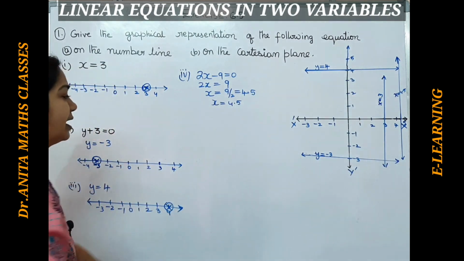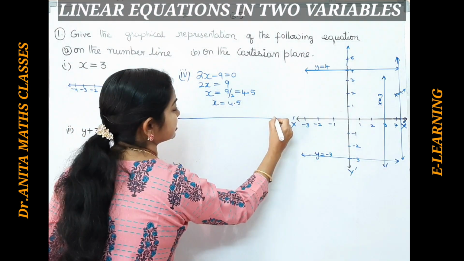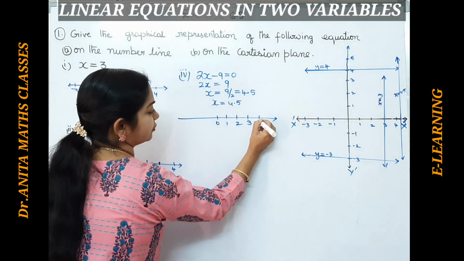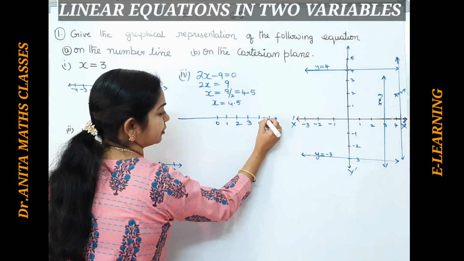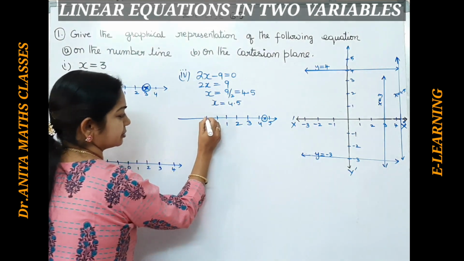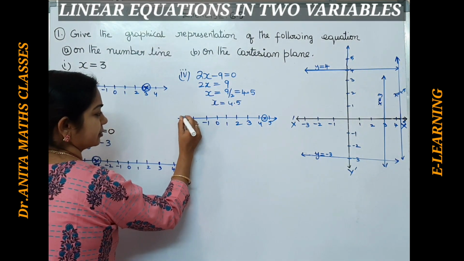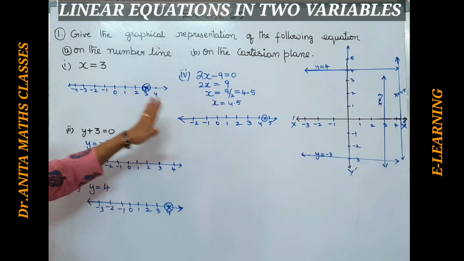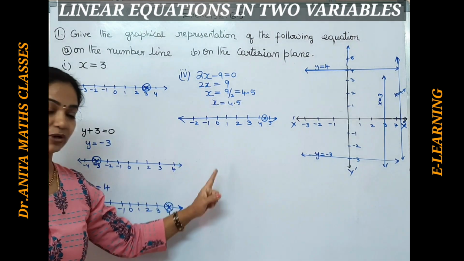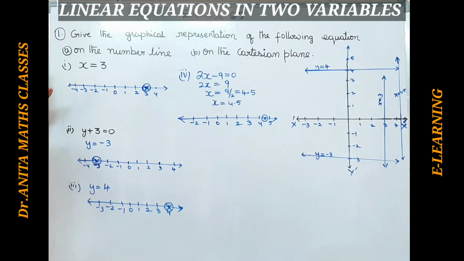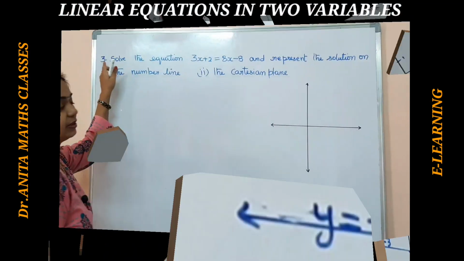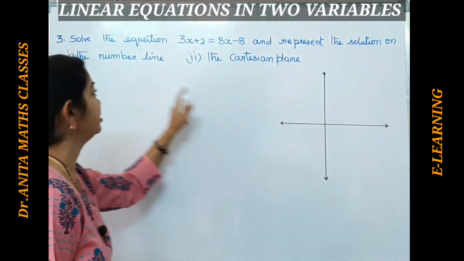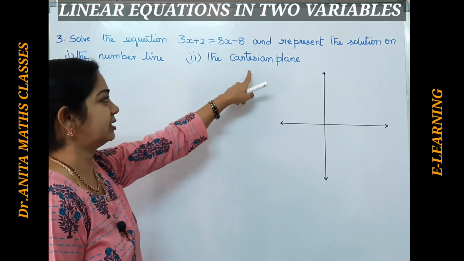Likewise, you can also plot it on the number line like 0, 1, 2, 3, 4 and 5. So 4.5 is this point. So x equal to 4.5 on the number line. Likewise, there is one more problem. Please practice it by yourself. Quickly pause the video and note it down. Third one: solve the equation 3x plus 2 equals 8x minus 8 and represent the solution on the number line as well as on the Cartesian plane.